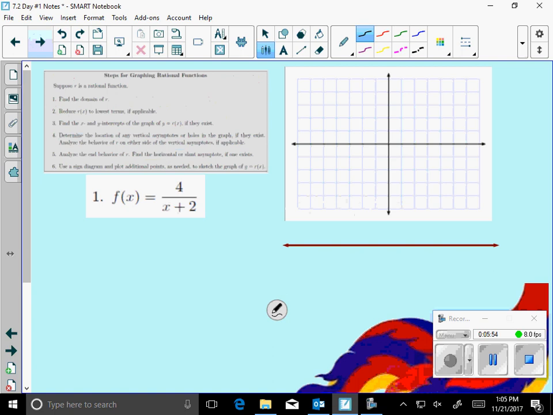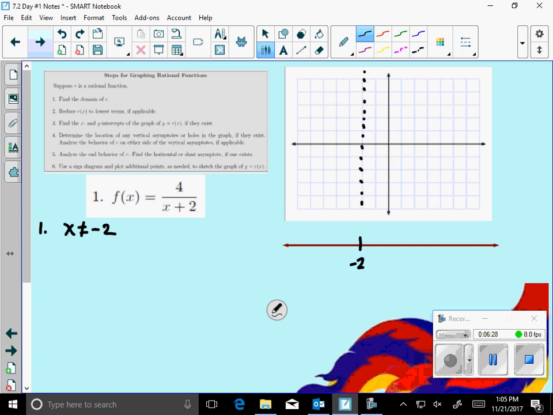Let's find the domain. Based on my rational functions steps for graphing, the domain of this thing, the first part, will be x is not equal to -2. What is -2? Asymptote or hole? Asymptote. Okay, so at -2, I'm going to put a -2 right here, which, oh, go figure, equates to that. I'm going to put an asymptote.